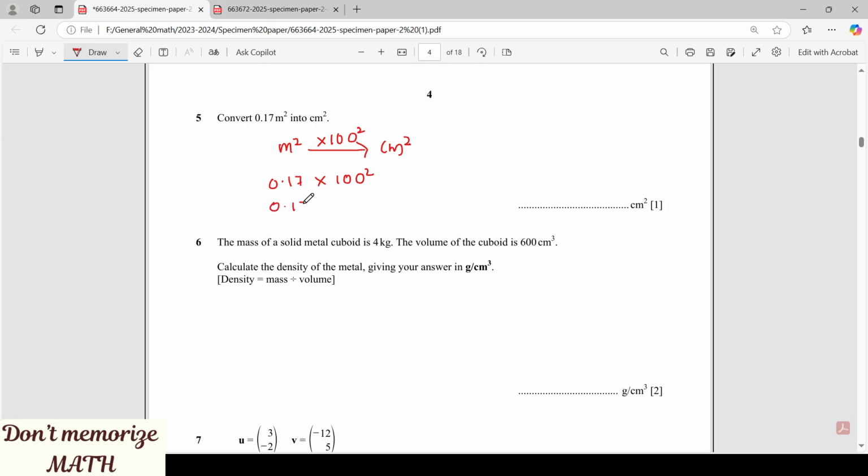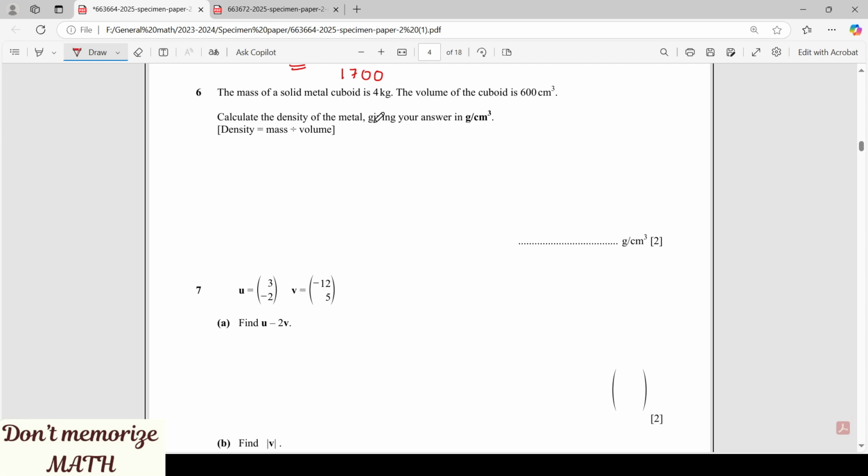Okay, 0.17 times 100 square. How many zeros do we have? 4 zeros. 100 times 100, you will get 10,000. So 2 zeros will cancel the decimals of 17, so you will get 17. And how many zeros remaining? 2 zeros. So you will get 1,700. So write the answer here, 1,700 centimeter square. Always don't forget to write the final answer in the space provided. Okay, don't forget that.